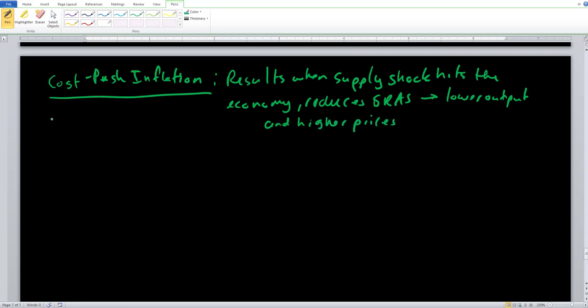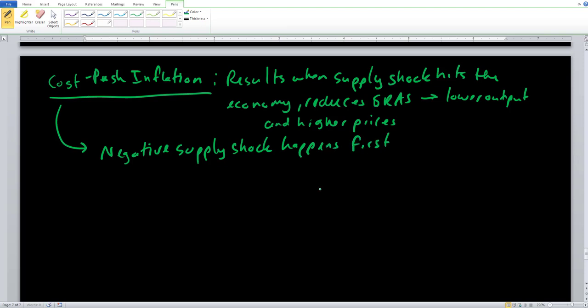Once again, in order to differentiate cost push inflation from demand pull inflation, we have a negative supply shock that happens first. It doesn't really matter what the negative supply shock is going to be. It can be something that deals with productivity, technology, taxes, regulation. As long as it's a negative supply shock when we're in long-run equilibrium, that is going to begin the beginnings of cost push inflation.